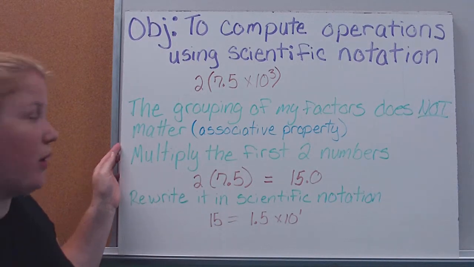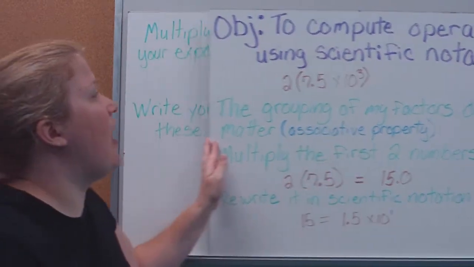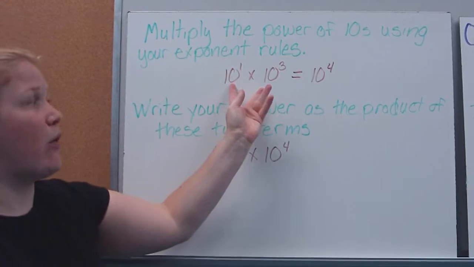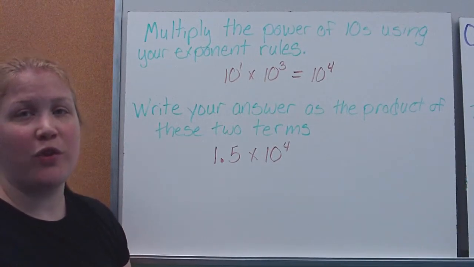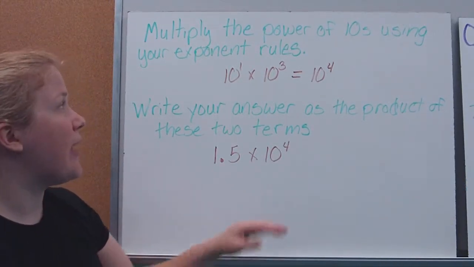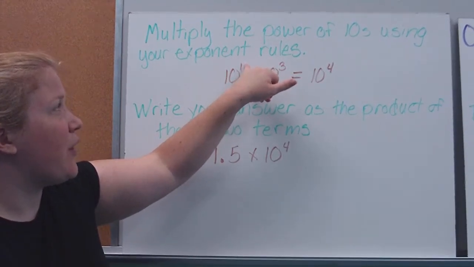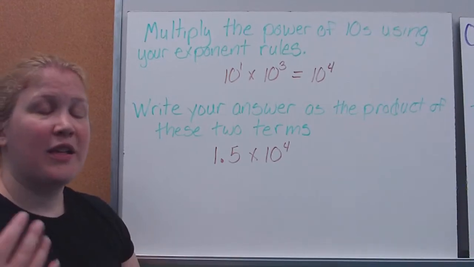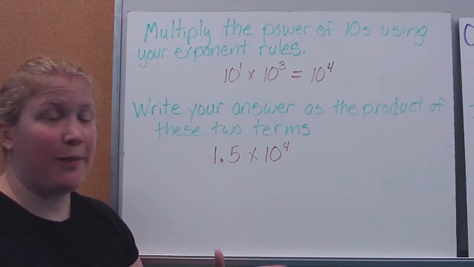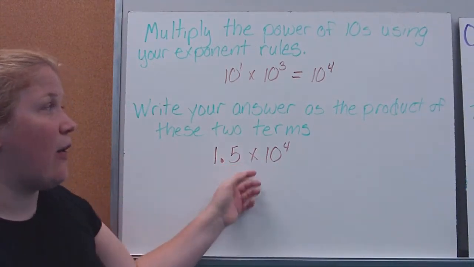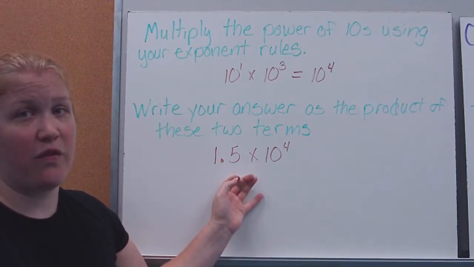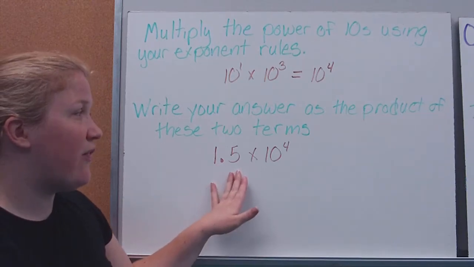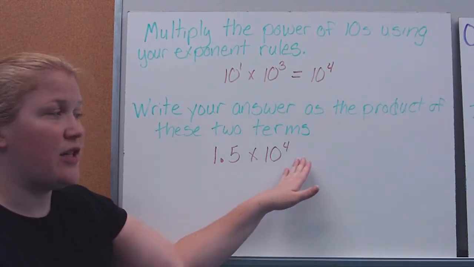Then, if you'll recall, I still have my other exponent of 10 up here. So I'm going to take my 2 powers of 10 and, using my rules for multiplying exponents, combine those. So I have 10 to the first times 10 to the third, which gives me 10 to the fourth. I'm not going to do this math out. I'm going to keep this written as the product of the 2 factors because I want to keep it in scientific notation. So I have 1.5 times 10 to the fourth.